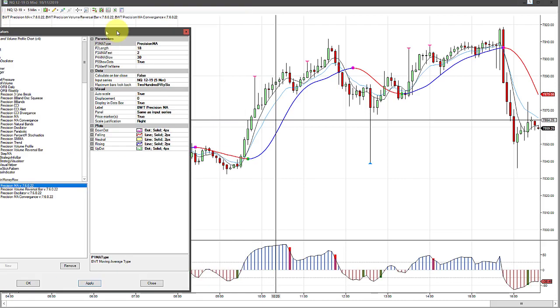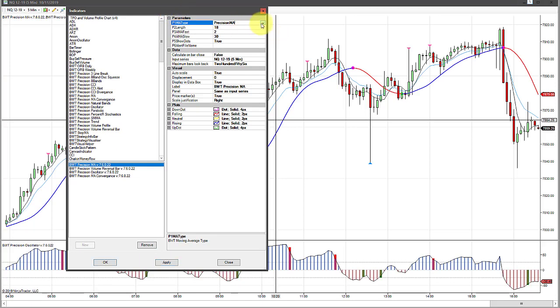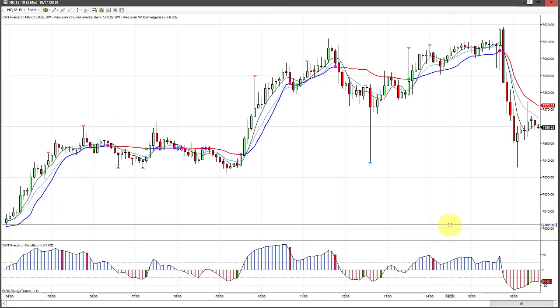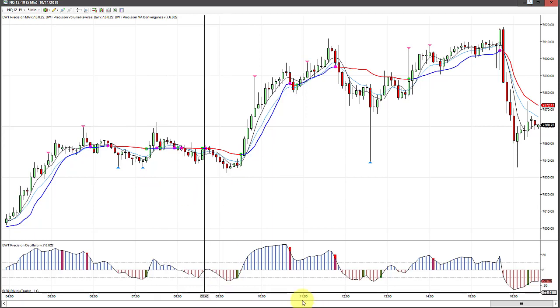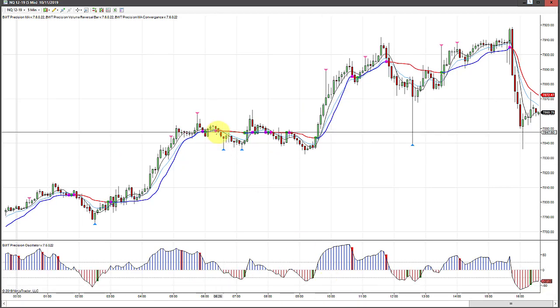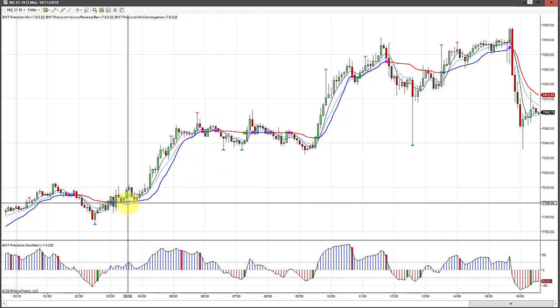at a setting of 18, and then the adaptive moving average looks like this, okay? And this is kind of cool because it basically flatlines when you get chop like this, but it does a pretty good job above and below.